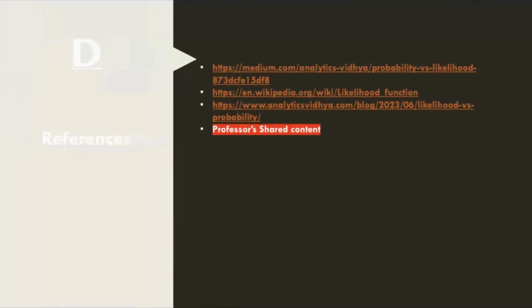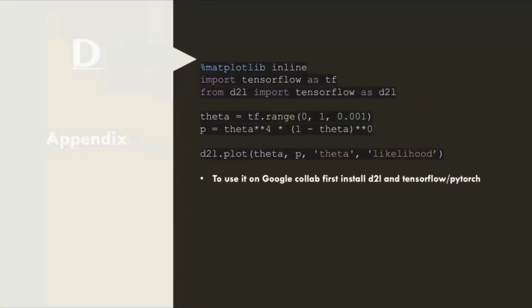And this brings us to the final slide where we have taken references from. And I would also like to show you the code which we have used to generate the plot.